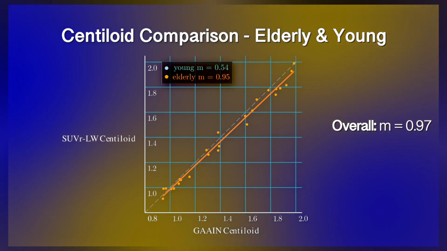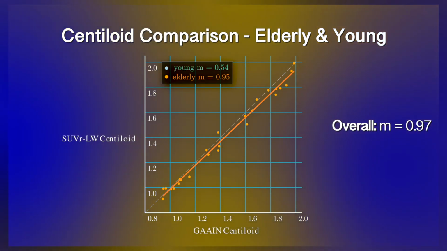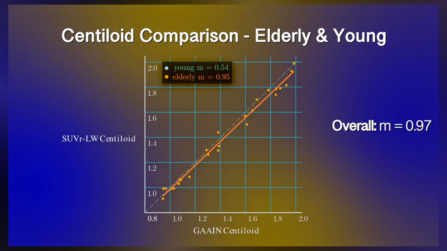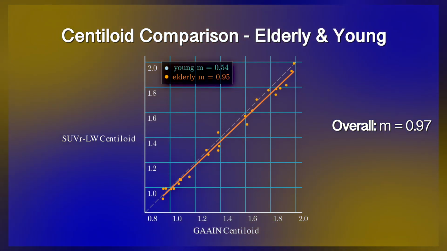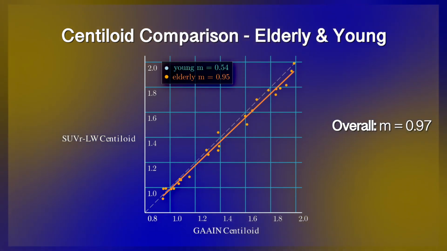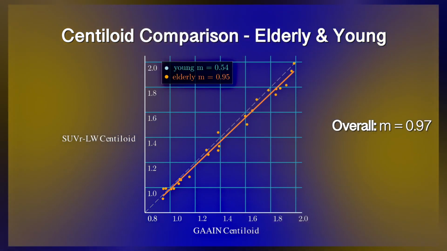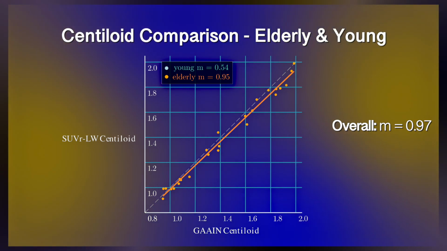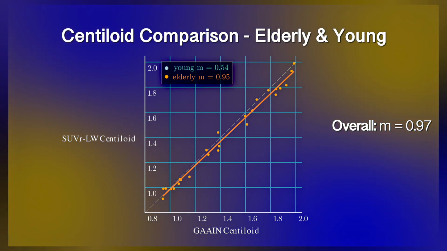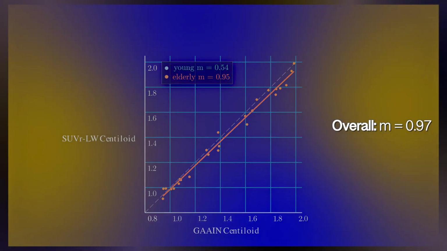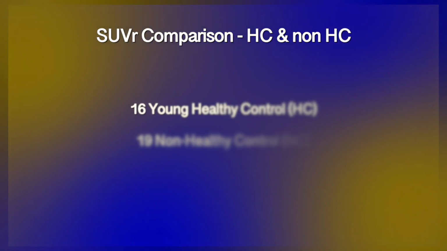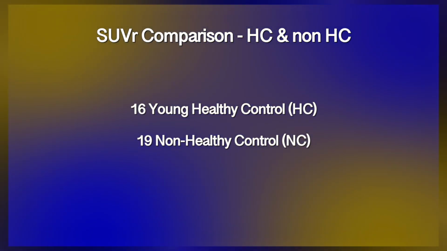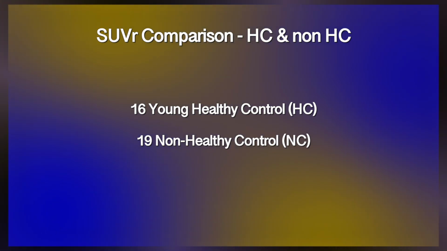Overall, with a linear regression slope of 0.97, the results do suggest a high agreement between the GAIN provided results and the SUVr lightweight pipelines. However, the linear regression of the young control group might suggest otherwise. This may be in part due to the unbalanced amount of subjects in each group. In that regard, the data was broken down into more balanced groups based on diagnosis. This yielded 16 healthy controls and 19 non-healthy controls.